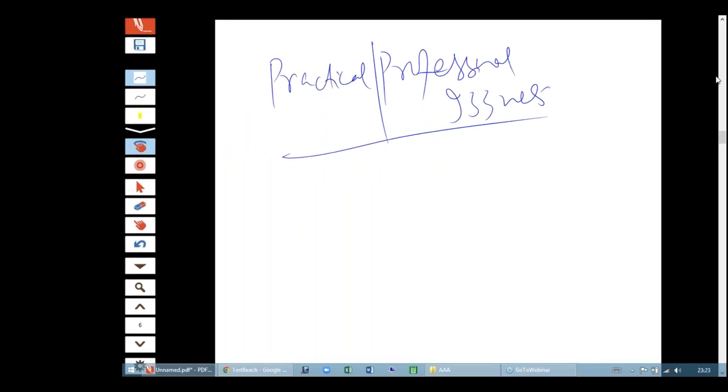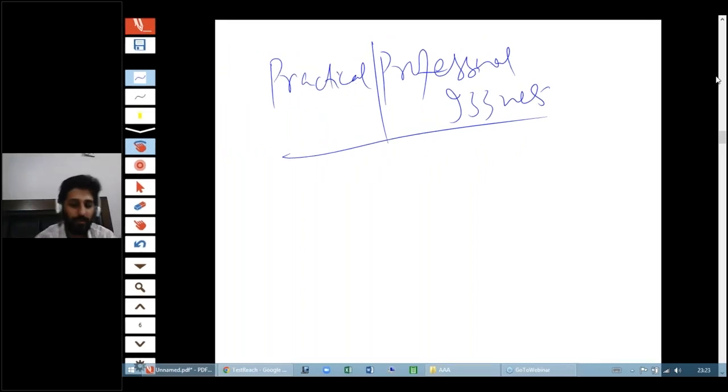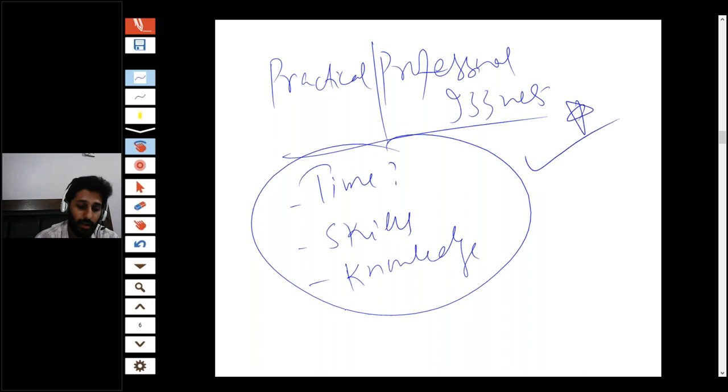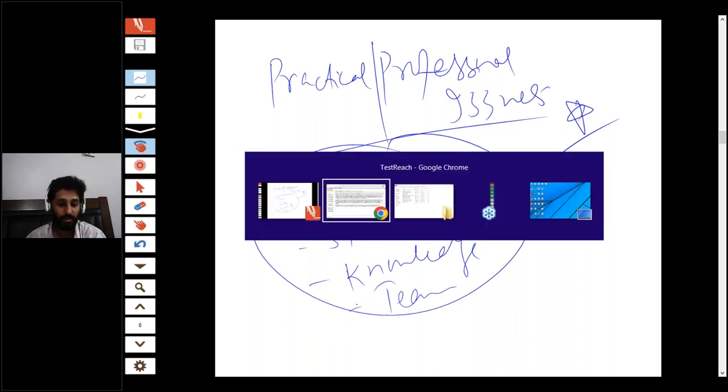Think of the time and the capability. Do you have sufficient time? Do you have skills? Do you have knowledge for it? These are the practical issues. And do you have a sufficient team for that? For example, if I am having the proposal for the assignment, and I do not have sufficient time, skills, or knowledge, it is simply unprofessional, right?